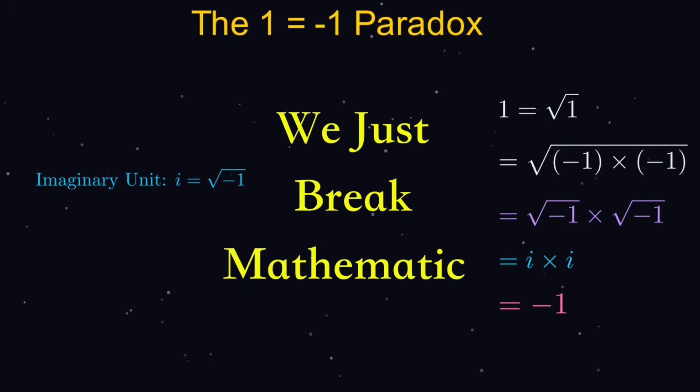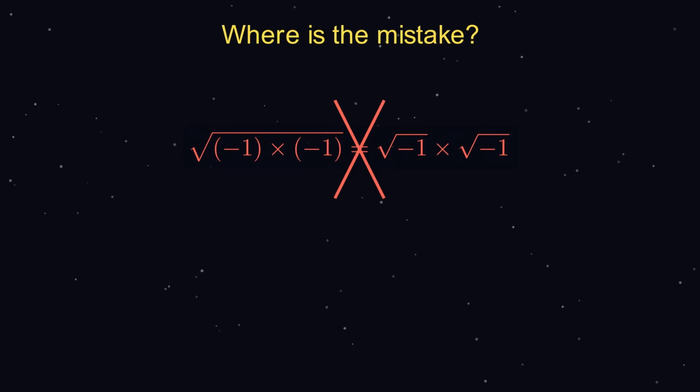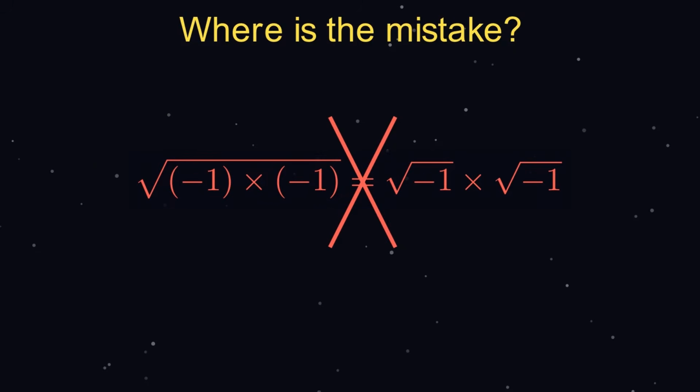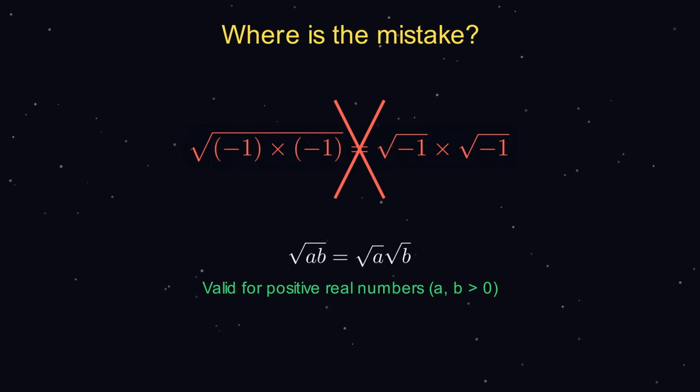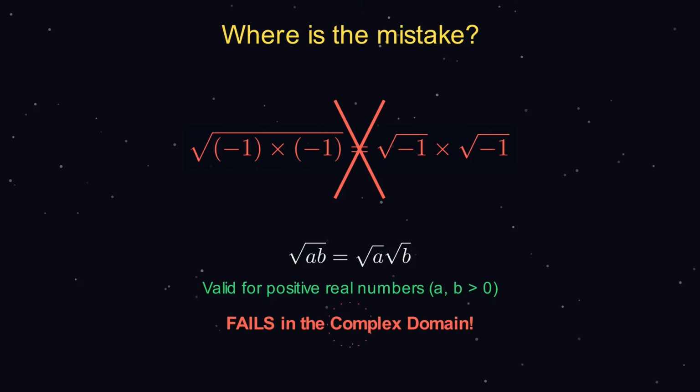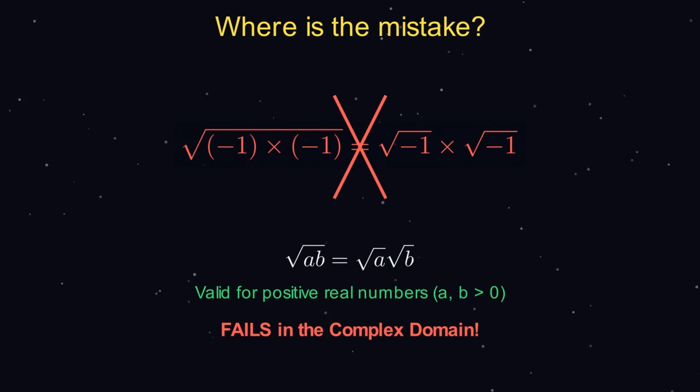Did we just break mathematics? Let's find the hidden error. The mistake lies right here, splitting the square root of a product into the product of two square roots. The rule square root of AB equals square root of A times square root of B is perfectly valid for positive real numbers, but in the complex domain, square roots are multi-valued, and this product rule fails systematically.